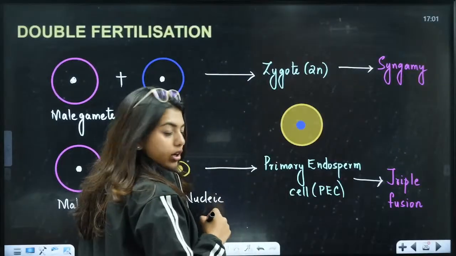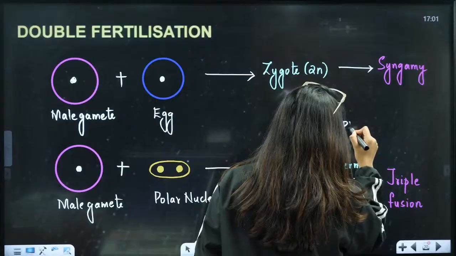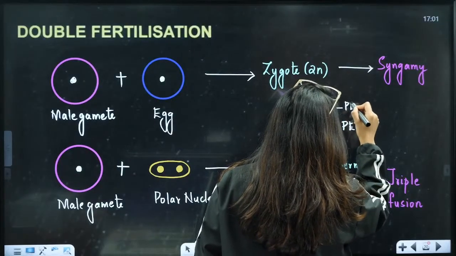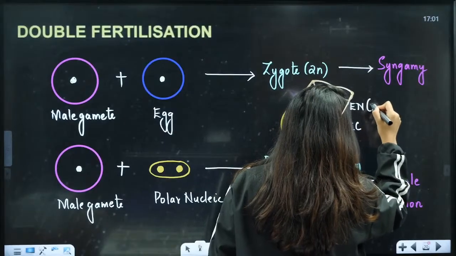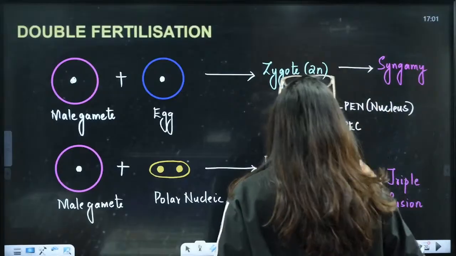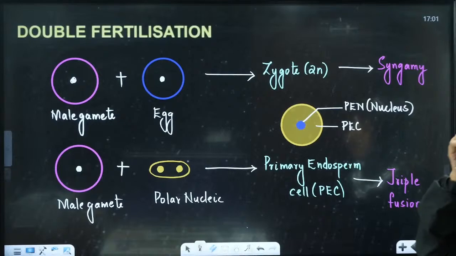Okay, can you see the box? Yes. So remember the labeling. This is going to be PEC, and this is going to be PEN. PEN is the primary endosperm nucleus. Okay, nucleus. Clear to all of you? So this is what a primary endosperm cell is. Don't get confused between PEC and PEN.